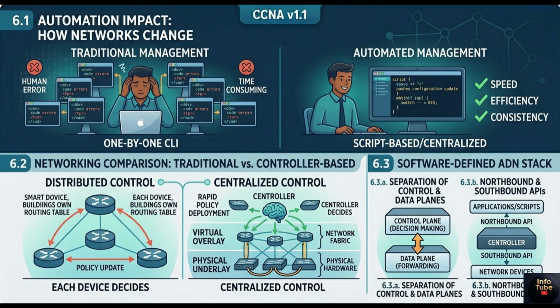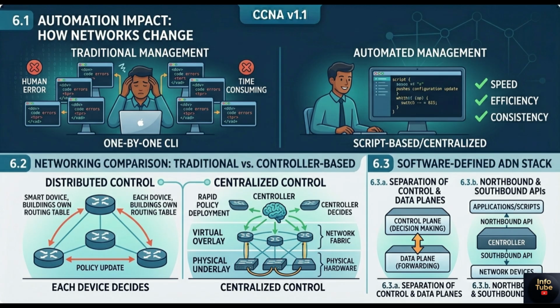6.2. Traditional networks versus controller-based networking. To understand modern networking, we must compare the old way with the new way. Traditional networks. In a traditional setup, each device is smart and makes its own decisions. This is called a distributed control plane. If you want to change a policy, you must touch every device individually. Controller-based networking. This uses a centralized brain called a controller. The engineer tells the controller what they want to happen, and the controller pushes those instructions out to all the switches and routers. This provides a single point of management for the entire network.